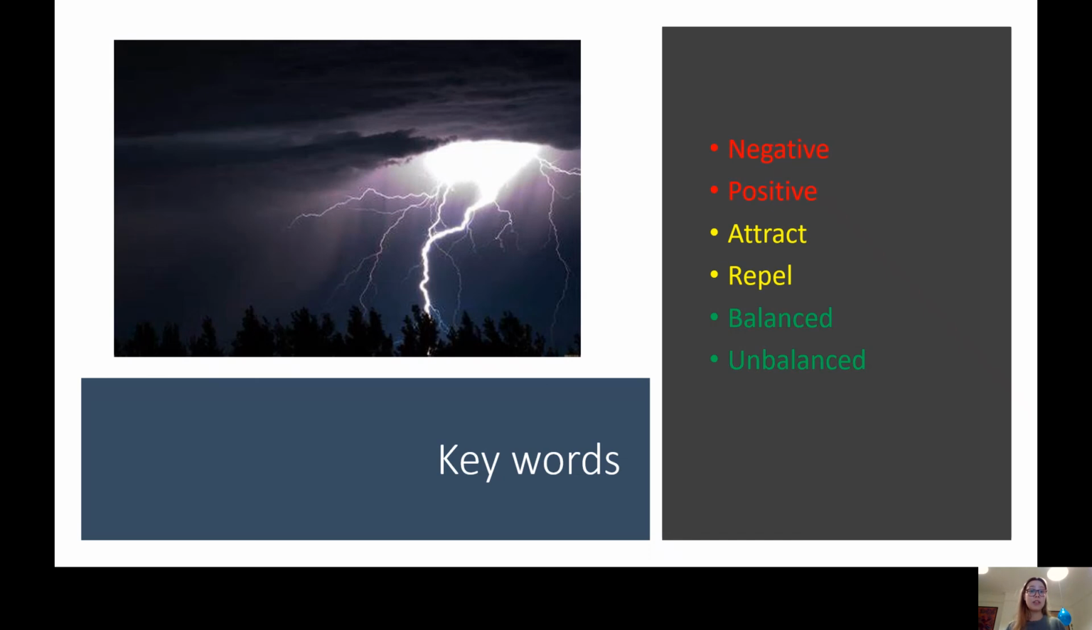So, next two words we would like to learn about are attract and repel. So when two things attract to each other, they move towards each other like this magnet here. It's a little fridge magnet of a panda on it.